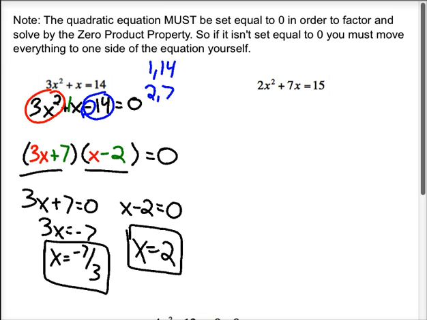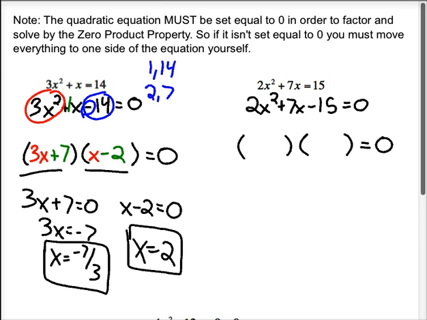All right, let's look at this one. Once again, not set equal to 0. So my first step is subtracting the 15 over, collecting everything on one side. So now I can use the zero product property after I factor this. How do I get 2x squared? Well, I get 2x squared with a 2x and an x. How do I get 15? Well, with 1 and 15, or 3 and 5.